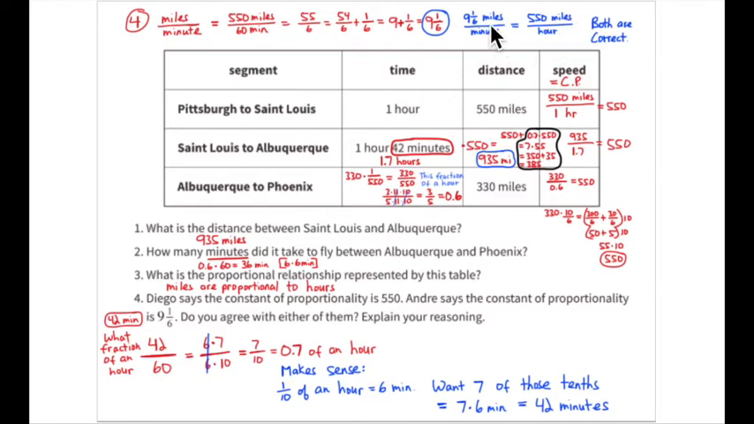So if you multiply this times 60, you're going to get back to this 550. You can kind of see that. 9 times 60 is 540. 1/6 of 60 is 10. 540 plus 10 gives you that 550 miles per hour. So both are correct. Again, just a ton going on in this problem. Lots of number sense. And as they are introducing to you constant of proportionality.